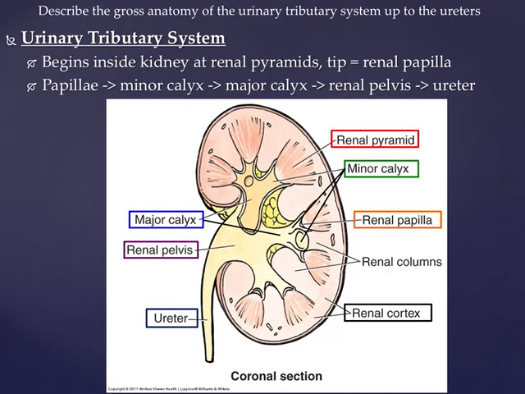Alright, so the urinary tributary system. So the kidneys are producing urine, and so the tributary system is that system that's carrying the urine away from the kidney down to the bladder.